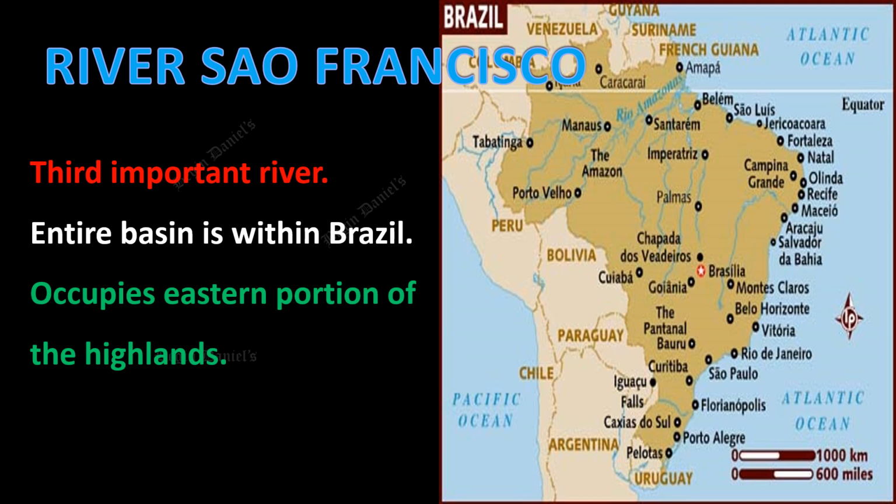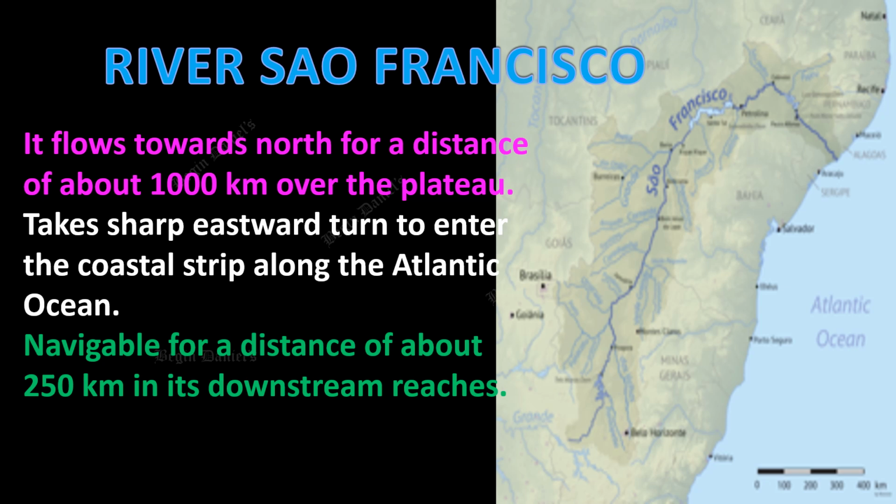River São Francisco, third important river. Entire basin is within Brazil. It occupies eastern portion of the highlands. It flows towards north for a distance of about 1000 kilometers over the plateau, takes sharp eastward turn to enter the coastal strip along the Atlantic Ocean, navigable for a distance of about 250 kilometers in its downstream reaches.